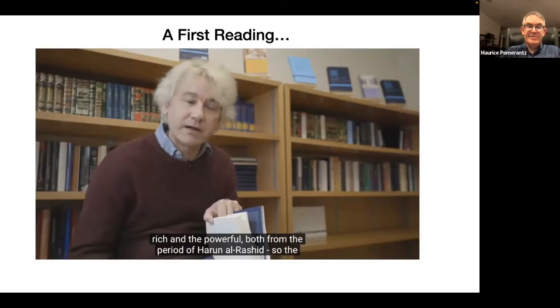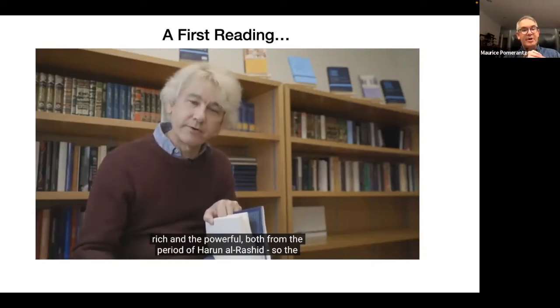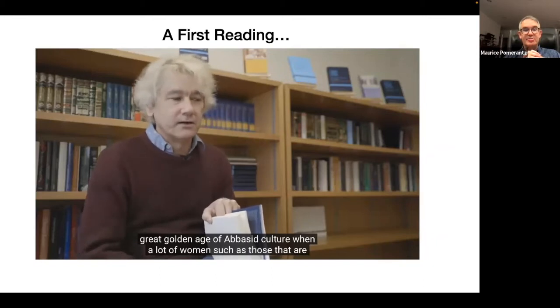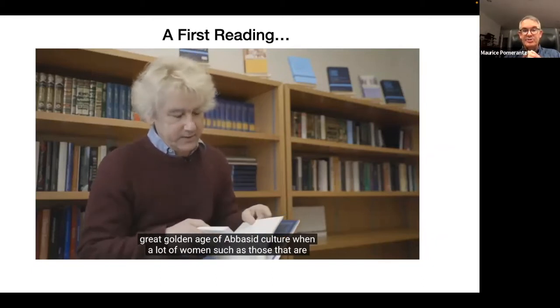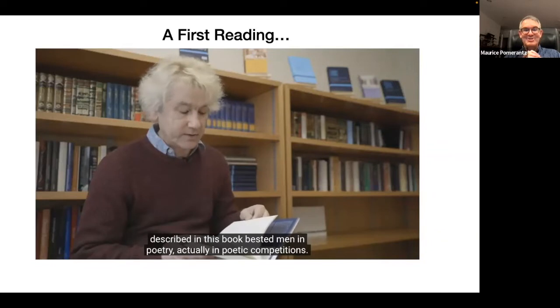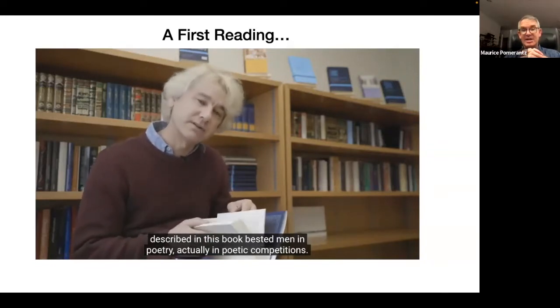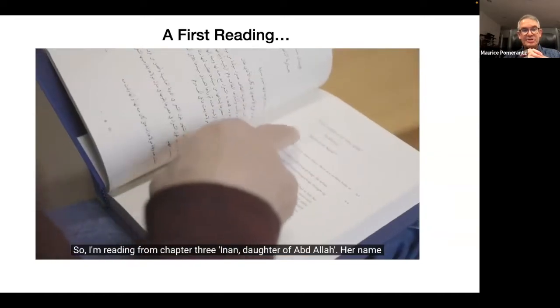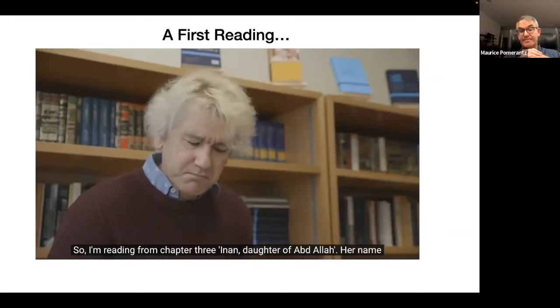Consorts of caliphs were the consorts of the rich and powerful, from the period of Harun al-Rashid, that's the 9th century, the great golden age of Abbasid culture, when a lot of women, such as those described in this book, bested men in poetry, in poetic competitions. So I'm reading from chapter 3, Inan, the daughter of Abdullah.